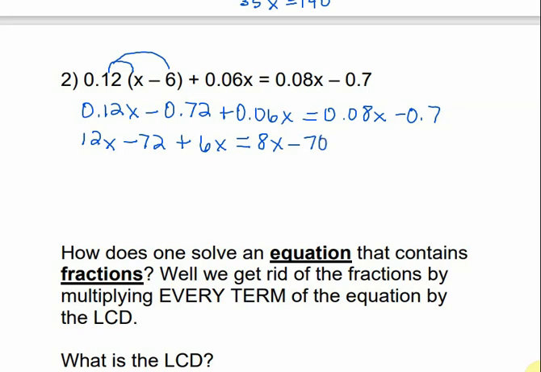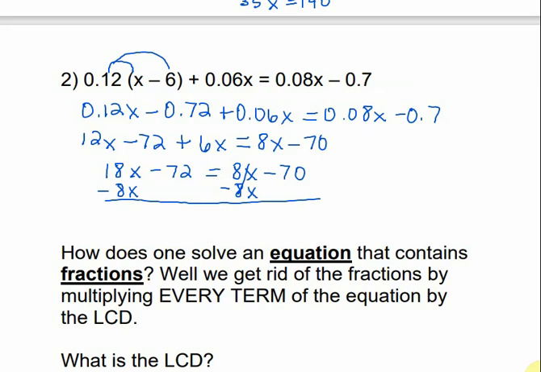Now let's combine our like terms. 12x plus 6x, that's 18x minus 72 equals 8x minus 70. All right, I'm going to get my x's on the same side of the equation. That gives me 10x minus 72 equals negative 70. And then if I add 72, let's move it over here. That gives me 10x equals 2.